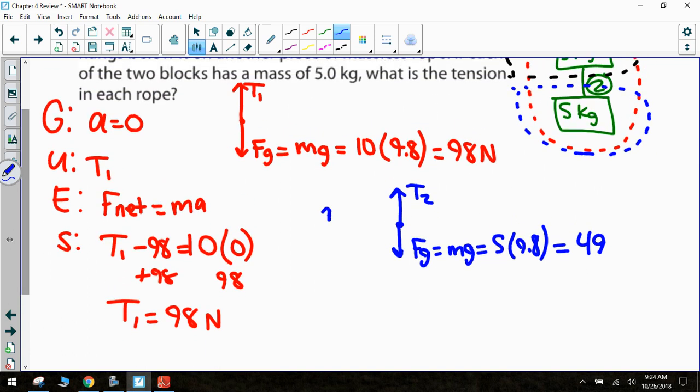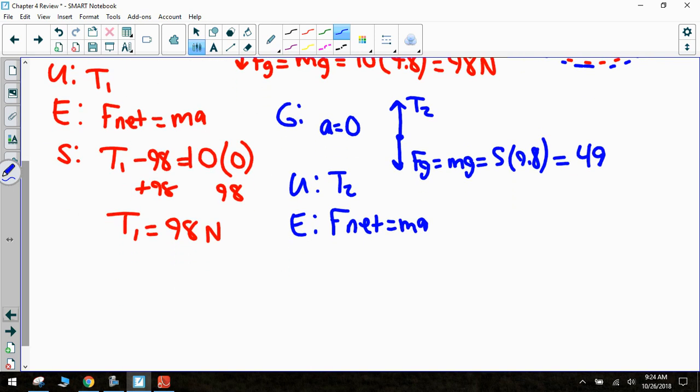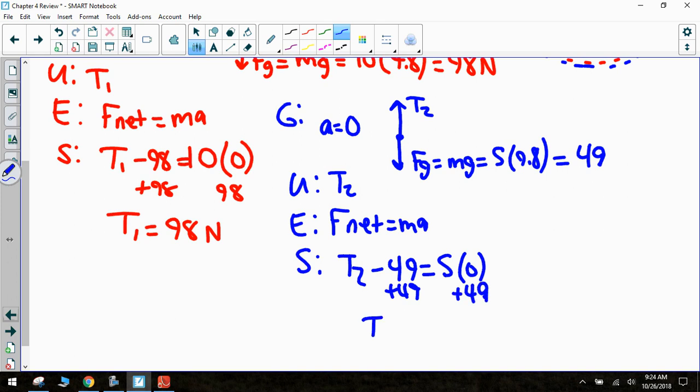My acceleration is what? 0. My unknown is T2. The equation, F net equals ma. Solve. I got T2 minus 49 equals 5 times 0. Add 49 to both sides. We got T2 equals 49 newtons. Y'all see how that works?